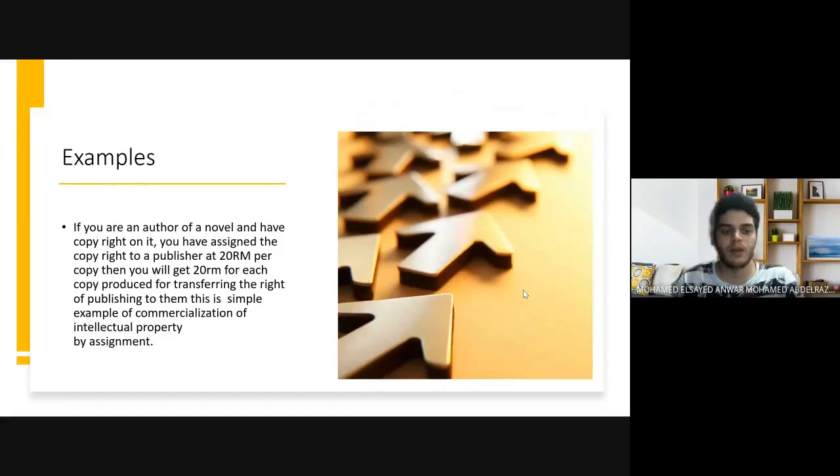An example, if you are an author of a novel and you have the copyrights on it, you have assigned the copyright to the publisher at 20 ringgit per copy. It doesn't matter to you whether they profit or not, but for every copy of the novel published, you're going to get 20 ringgit for transferring the right of publishing to them. This is a simple example of commercialization of intellectual property by assignment.